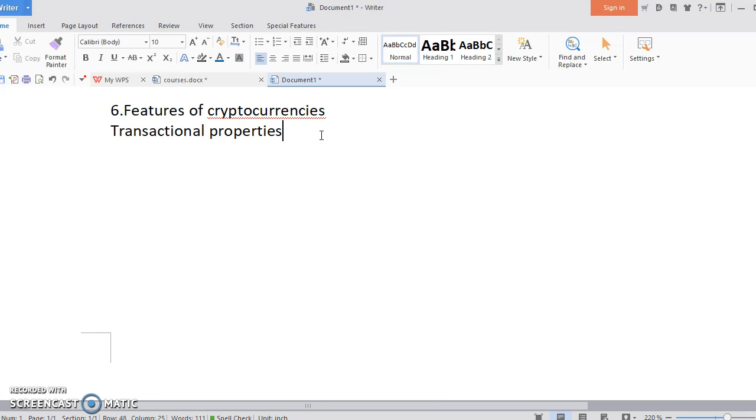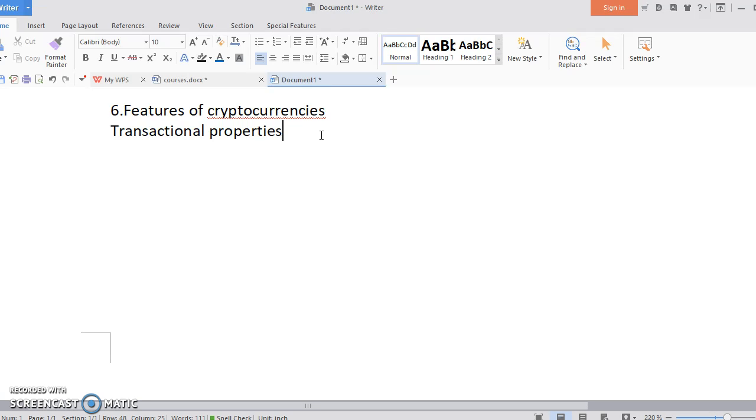And then the fourth thing, when it comes to the transactional properties, is that it's secure. So nobody can steal your money except they get hold of your private keys. That is why the most important thing when it comes to the cryptocurrency world is the issue of knowledge and security.